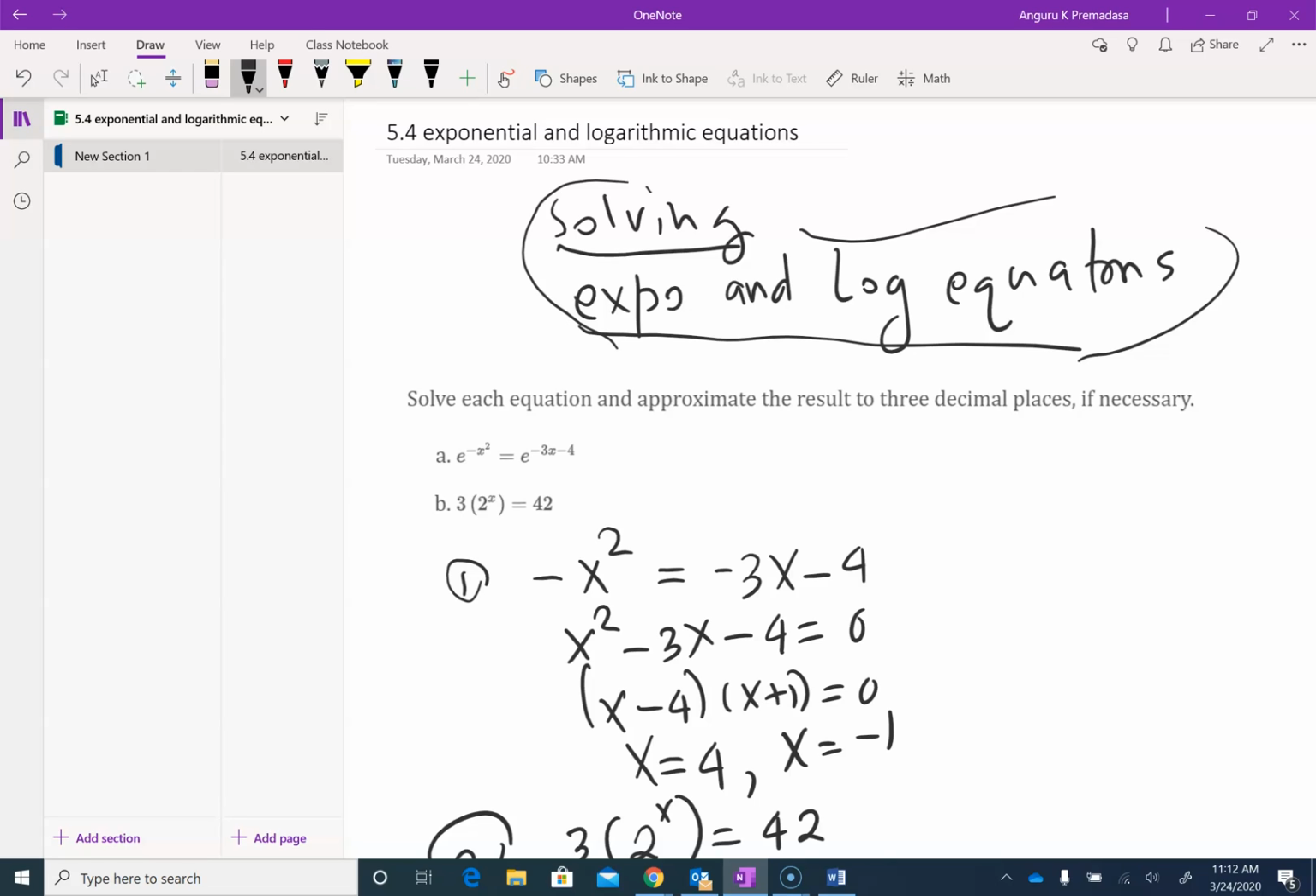But for the time being, let's learn how to solve. So what is an exponential equation? It's an equation, which means there's an equal sign involved, and exponential means there's an exponential involved.